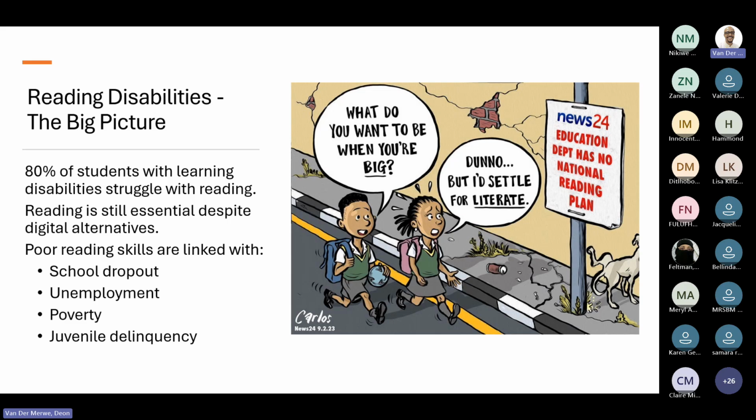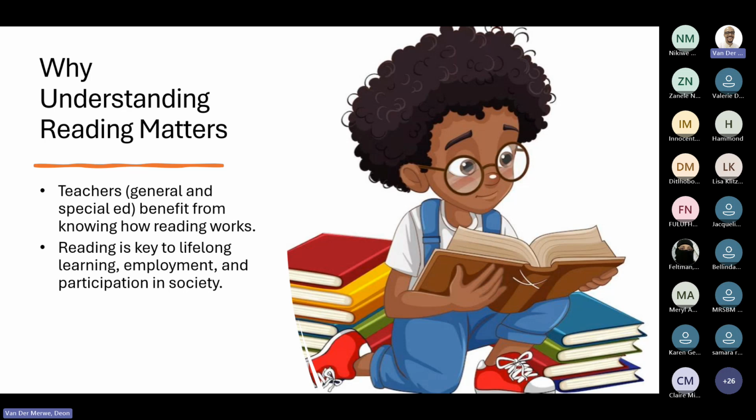In fact, literature has shown that poor reading skills are often linked with school dropouts, unemployment, poverty, and even juvenile delinquency. And many of our biggest educational and social problems are actually closely tied to reading difficulties.